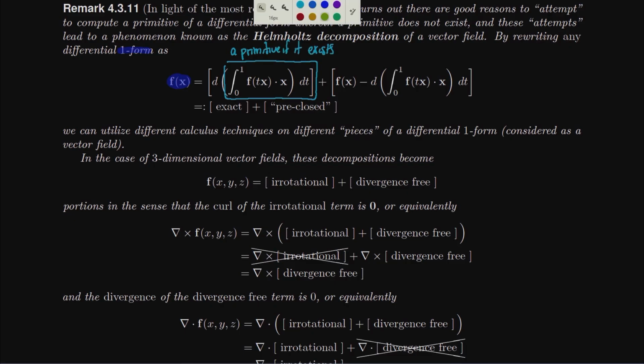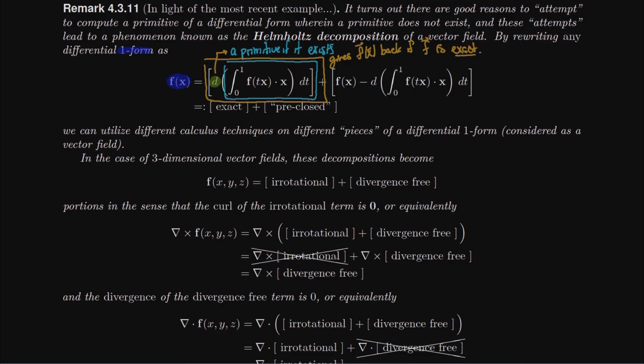Okay, and then what I have done here is I've taken the exterior derivative of whatever my computation was. If a primitive exists, the exterior derivative of the primitive will just give me the differential form itself. So this term should give me the differential form itself if a primitive exists. It gives f back if f is exact.